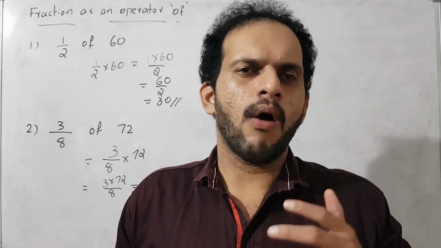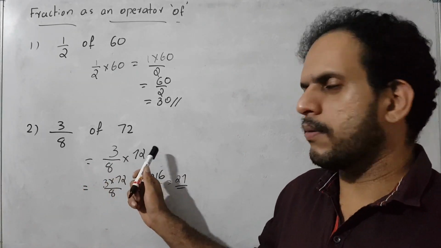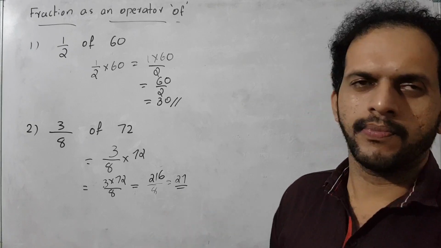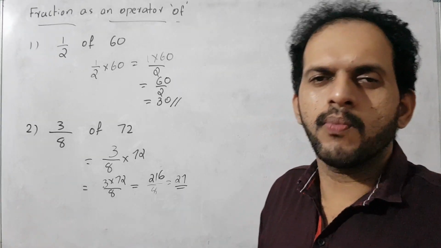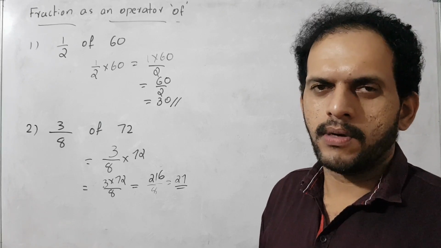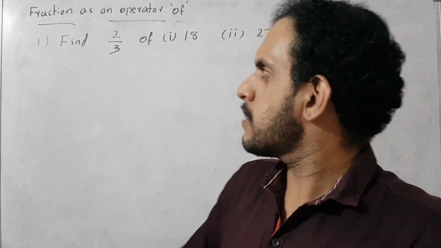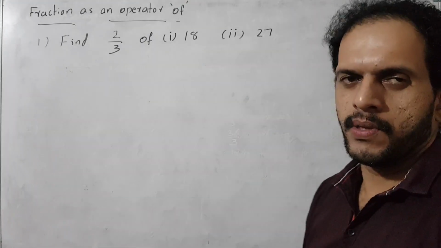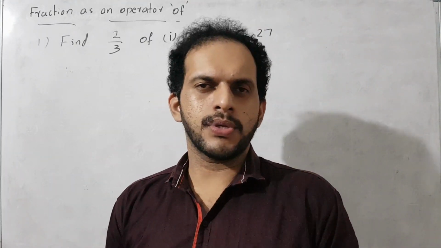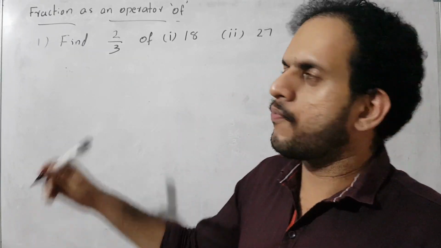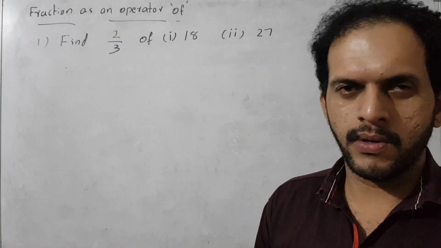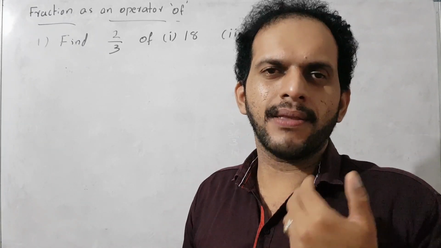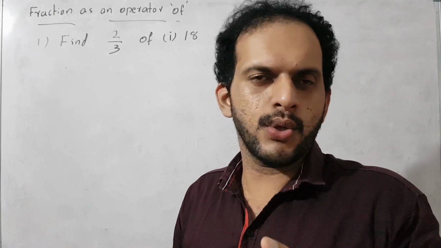Then we know how to multiply a fraction and a whole number. If it is possible to divide, you must divide. If it is possible to reduce, you must reduce. Clear? Our first question is like this: find 2 by 3 of the first number 18 and the second number 27. Of means into. 2 by 3 of 18 means 2 by 3 into 18.